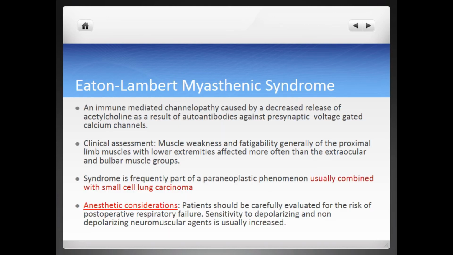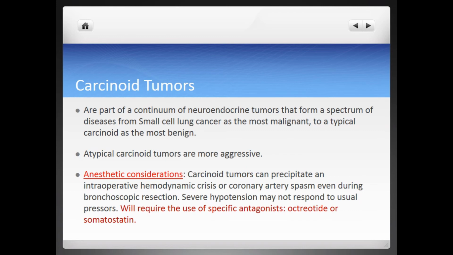Eaton-Lambert myasthenic syndrome. This syndrome is frequently part of a paraneoplastic phenomenon, usually combined with small cell lung carcinoma. So the anesthetic considerations: patients should be carefully evaluated for the risk of postoperative respiratory failure. Sensitivity to depolarizing and non-depolarizing neuromuscular agents is usually increased. Carcinoid tumors will require the use of specific antagonists, octreotide or somatostatin.